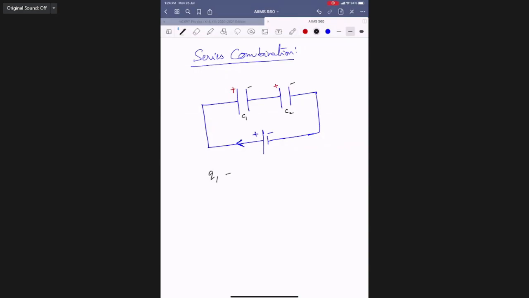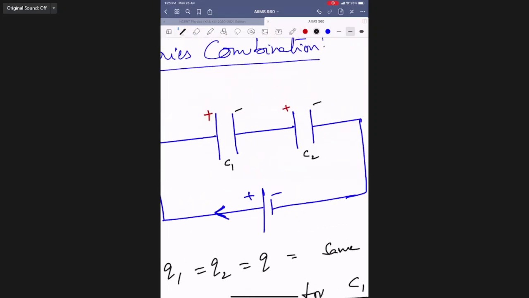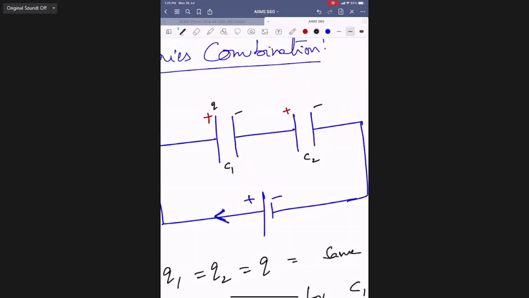Therefore, Q1 must be equal to Q, which means the charge is the same for C1 and C2. There is only one path, so the charge has to flow. If we take this as plus Q, this will be minus Q.